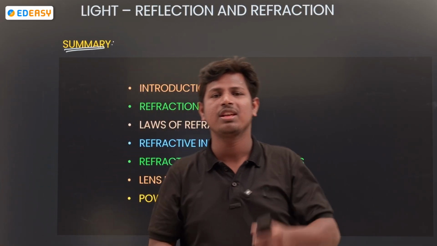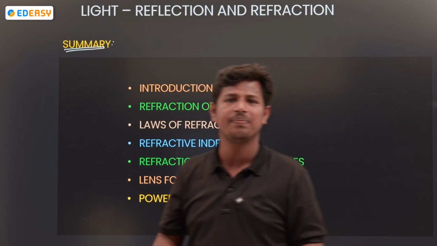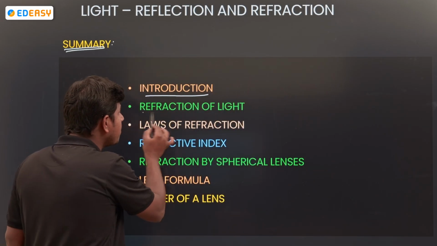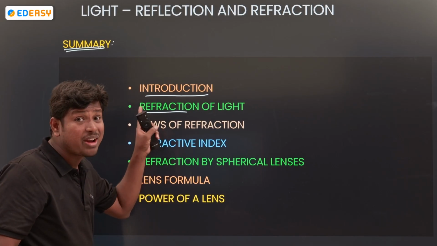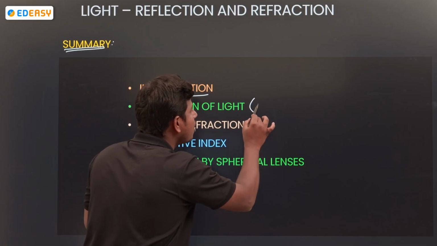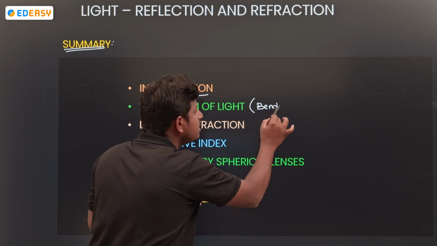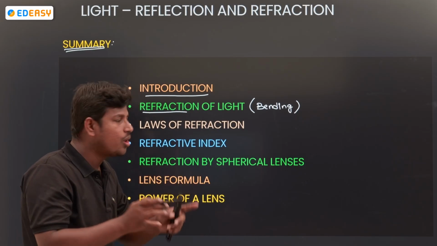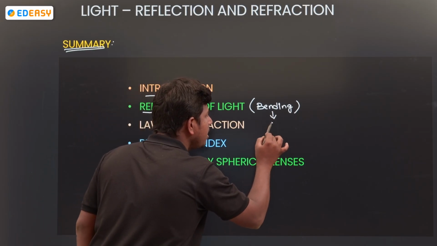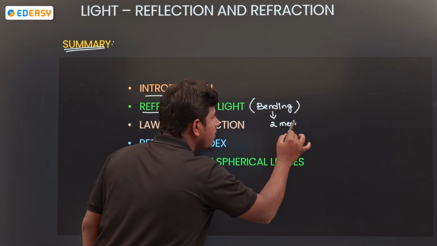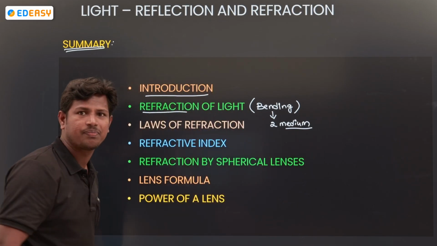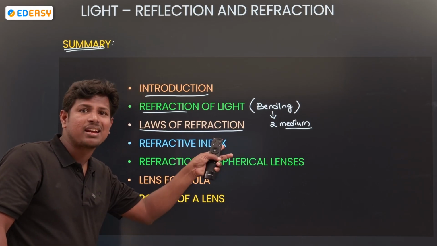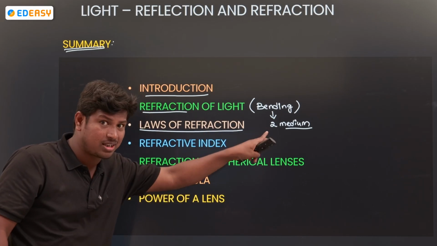What you learned in the section, let us recapitulate very quickly. Introduction of refraction. Refraction means what? Simply, refraction means bending. When can it take place? With one medium, is bending possible? No. Two mediums are required for bending, either traveling from 1 to 2 or from 2 to 1. Laws of refraction: the incident ray, refracted ray and normal lie in the same plane.